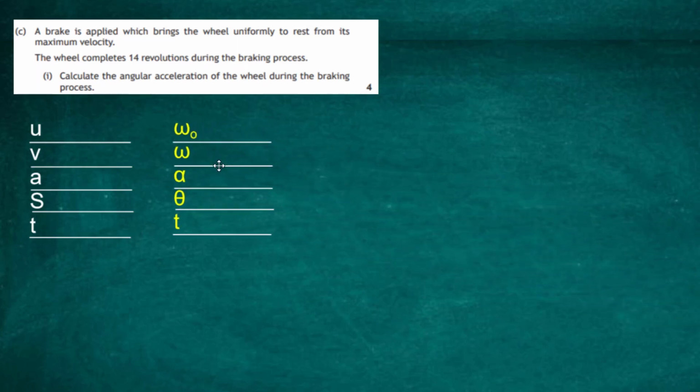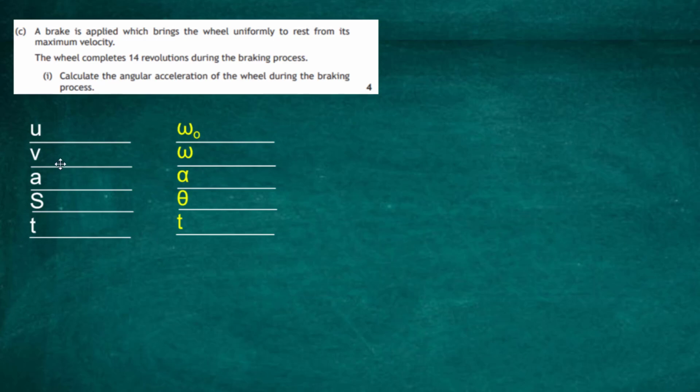our rotational equivalents. So omega naught would be the initial angular velocity. Omega would be the final angular velocity. Alpha would be the angular acceleration, which is uniform, which means it's constant. That's how these equations work. Theta would be the total displacement in terms of radians, angles, which is very important. And T would be the time. So that's the list that we would make, which is very similar to the linear kinematic one.